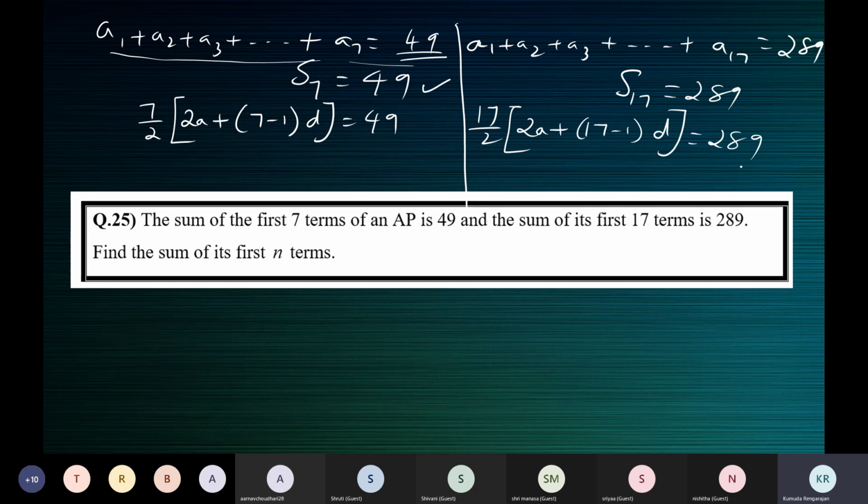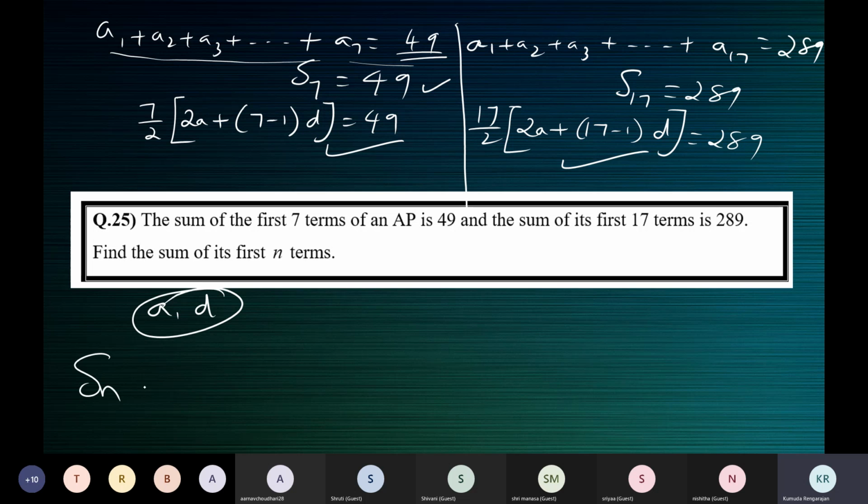Clearly, we are going to get two equations in A and D. One from this, one from this. Solve the two equations, get the values of A and D. Once you find the values of A and D, you can answer any question regarding the AP. And the question is to find the sum of its first n terms. They're not asking you to find the AP. You got the values of A and D. What do you do with them?